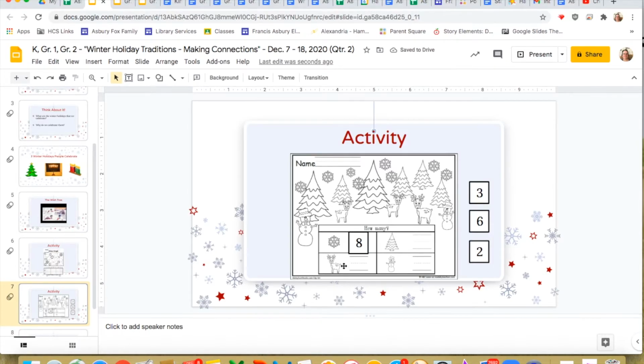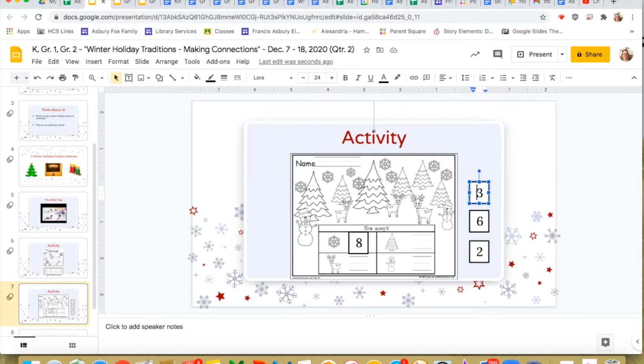Okay, now let's count the reindeer. We have 1, 2, 3. Good job. So what number are you going to write next to the reindeer? You're going to write a number 3. Good job. So Miss T is going to move the number 3 next to the reindeer. Excellent. Good job, guys. All right, let's go ahead and do the snowman.